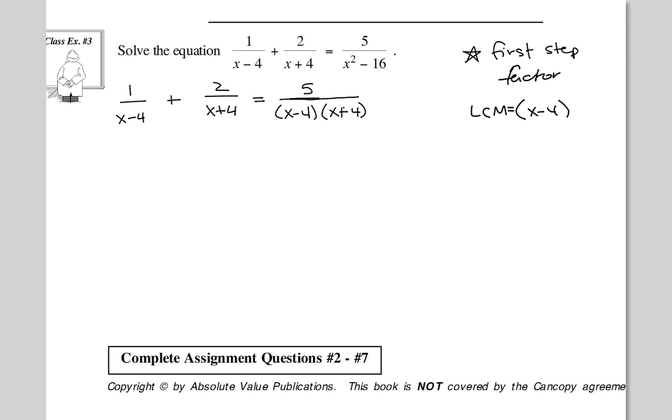x minus 4 times x plus 4? So do I need to multiply that on both sides? Yeah. The LCM, that's what the strategy said, multiply on both sides. That's the for sure way. If you're not the best at math, you're sort of just looking for a strategy or an algorithm or a process. This is it. Find the LCM, multiply it on both sides.